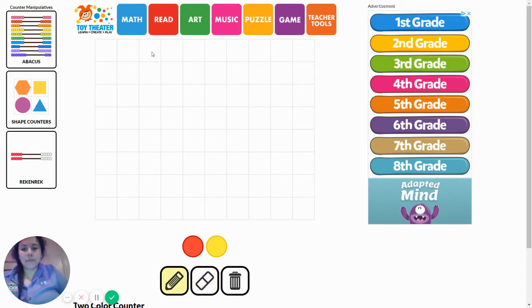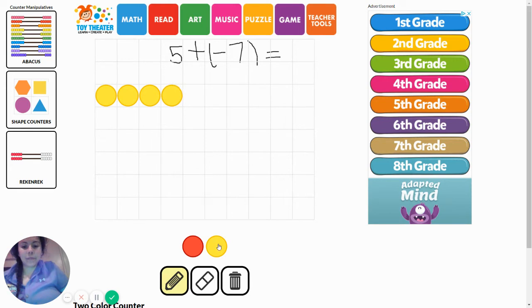What if I have 5 plus negative 7. My first number is 5. It's 5 positive. So I'm going to use 5 yellow counters. I am adding 7 negatives, so I have to put 7 negatives.